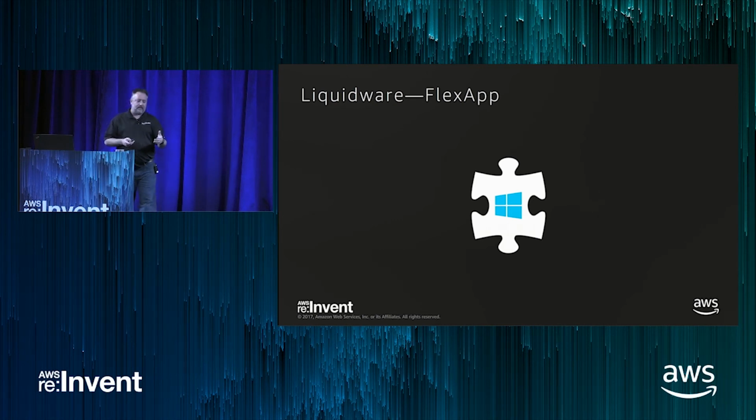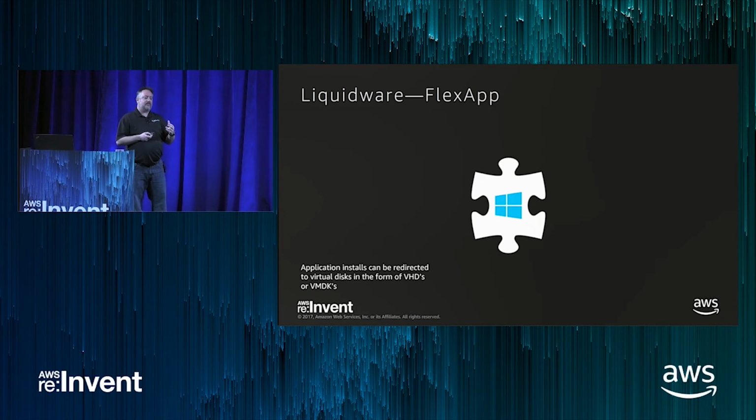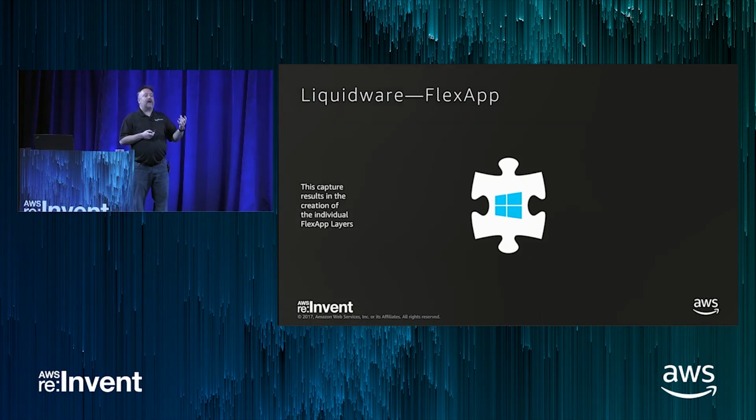So what excites me is the idea that if you think of the Windows operating system as a puzzle piece, what we can do is redirect those application installs that you would normally do natively on the endpoint to a VHD or a VMDK so that those become essentially a portable container that can then follow the user around. And so that redirection of that application natively into that VHD becomes the FlexApp layer.